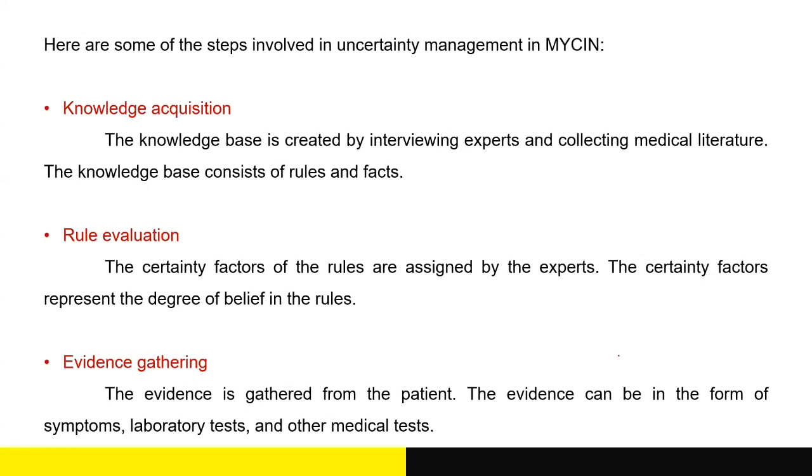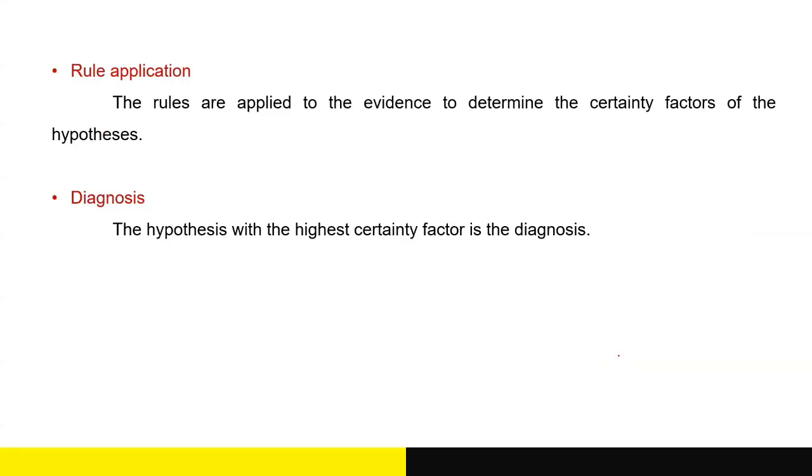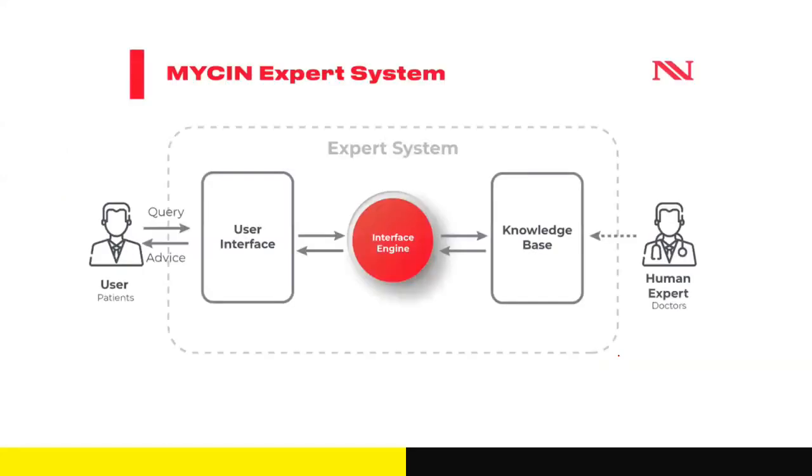Evidence gathering. The evidence is gathered from the patient. The evidence can be in the form of symptoms, laboratory tests, and other medical tests. Rule application. The rules are applied to the evidence to determine the certainty factors of the hypothesis. Diagnosis. The hypothesis with the highest certainty factor is the diagnosis.